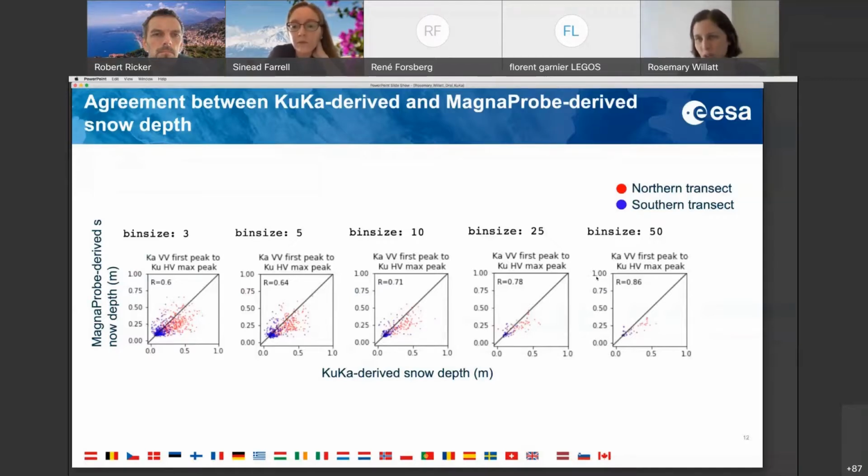We all know that snow depth can vary over very small length scales, and because of the challenges of gathering MagnaProbe and Kuka data in the dark over kilometers of transect, of course the measurements are not perfectly spatially coincident. I think this is a really encouraging result in terms of the ability to determine these surfaces in the Kuka data, and then to use them to determine snow depth.